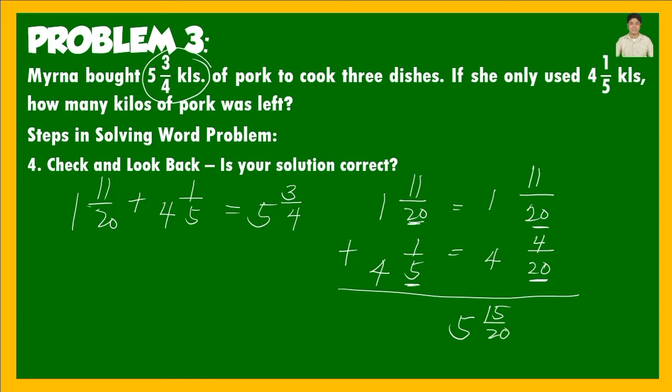And then, simplifying 15 over 20, we have 5 and 3/4. Kasi yung GCF ng 15 and 20 is 5. So, yung 5 and 3/4 kilos na binili ni Mirna ay tama. At tama rin na yung natira is 1 and 11 over 20 kilos.